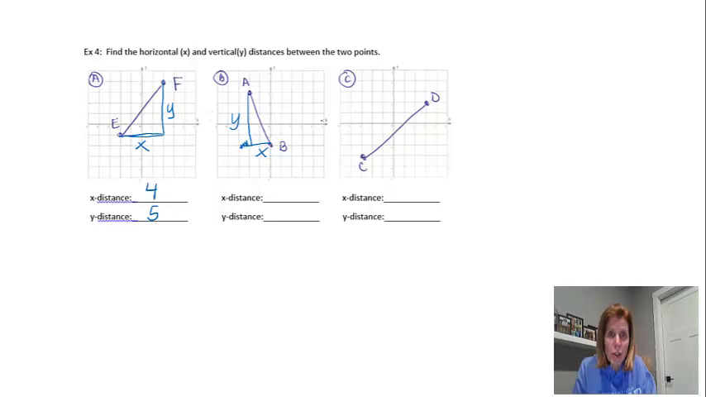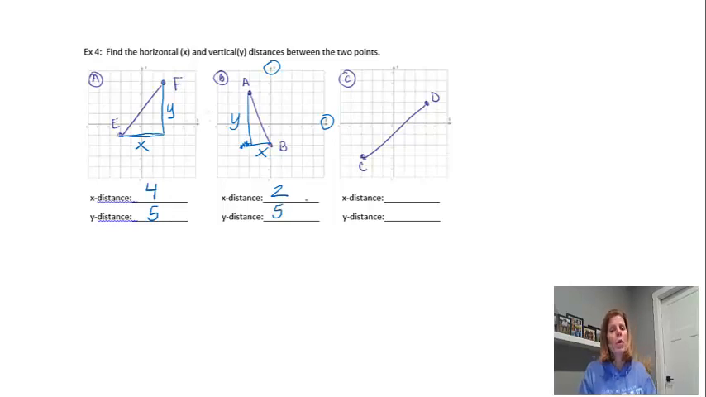And if we're unsure at all, notice that this is labeled the x-axis and this is labeled the y-axis to help us out. So my x distance, if I start at B, I have to go over 1, 2 to get to that point. And then my y distance, I'm going to start up at A. I'm going to count 1, 2, 3, 4, 5. So my y distance would be 5.